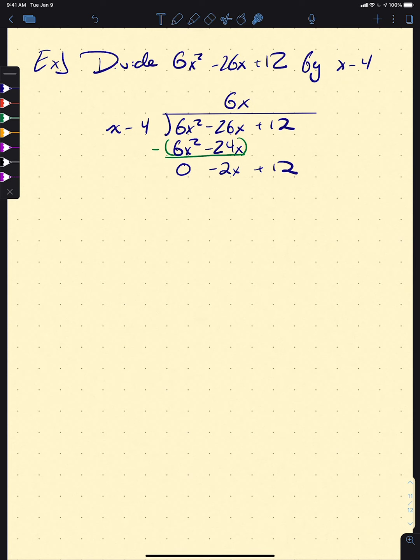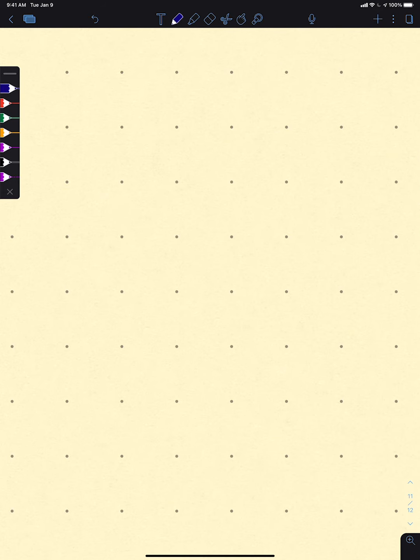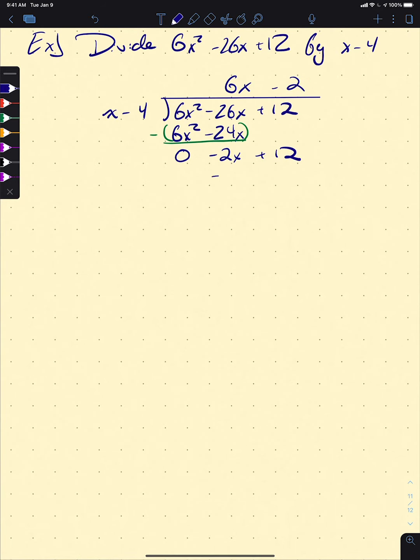Okay, so now the question is, what do we need to multiply by x minus 4 to have my leading term be minus 2x? Well, that would look to me like minus 2. So this is going to come out to minus 2x, looks like plus 8. Once again, we're going to subtract these, right? Negative 2x plus 2x is 0. And 12 minus 8 is 4. I guess I'll write those back in the correct color for the sake of color coding. Okay. This 4 right here, this is my remainder.